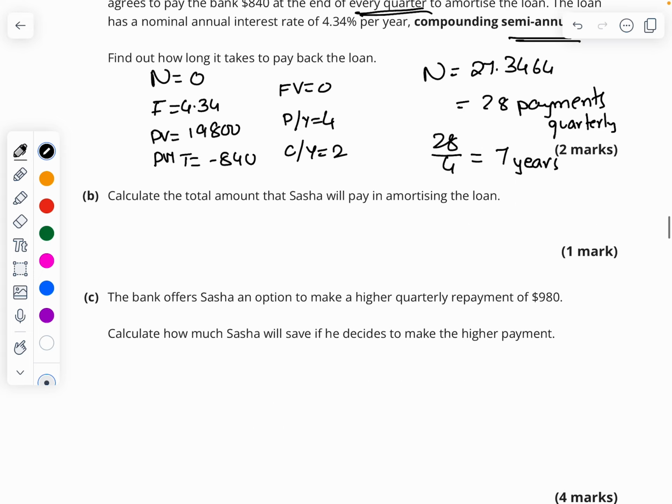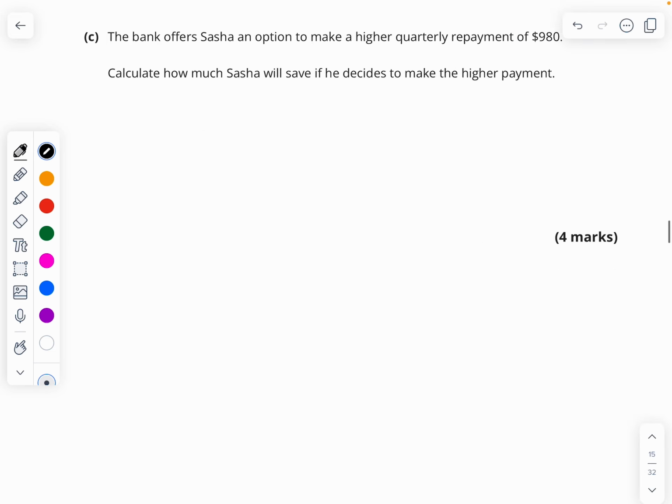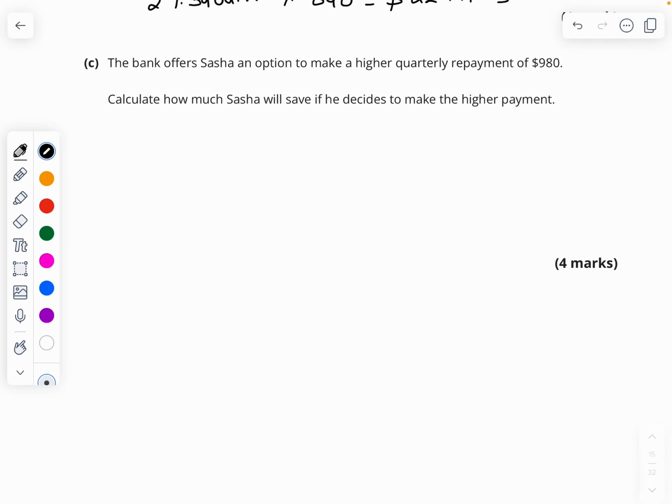Calculate the amount that Sasha will pay for amortizing the loan. So it's going to be 27.3464, full calculator display, times 840, which is going to be $22,971.03. Part C. The bank offers Sasha an option to make a higher quarterly repayment of 980.